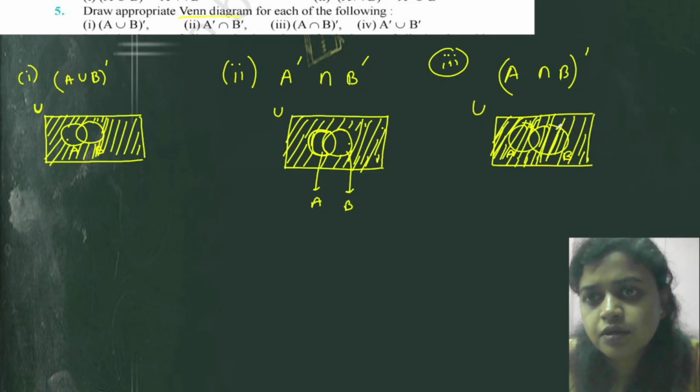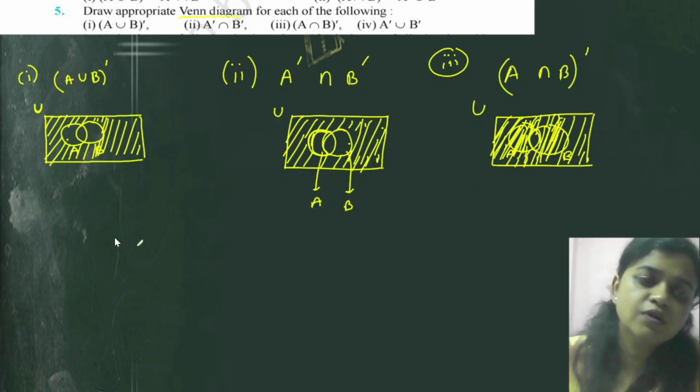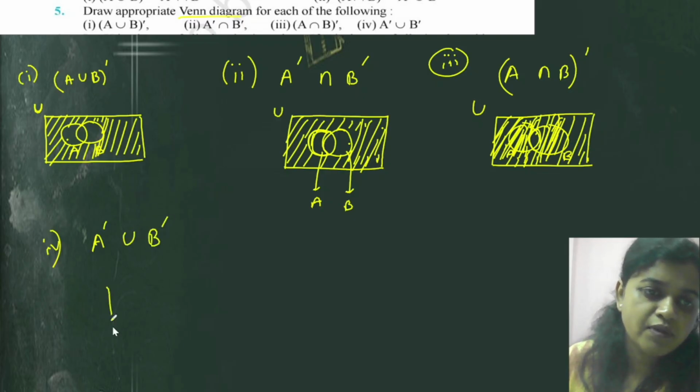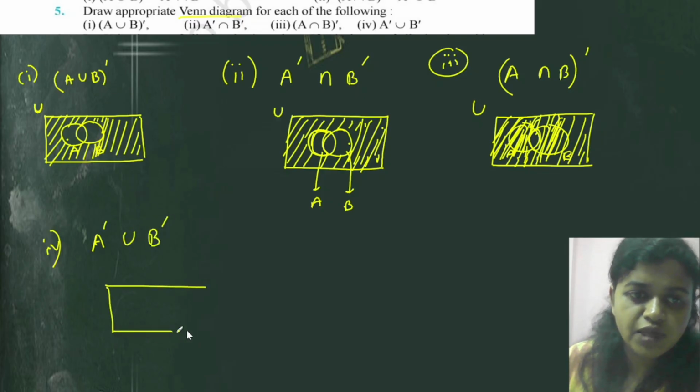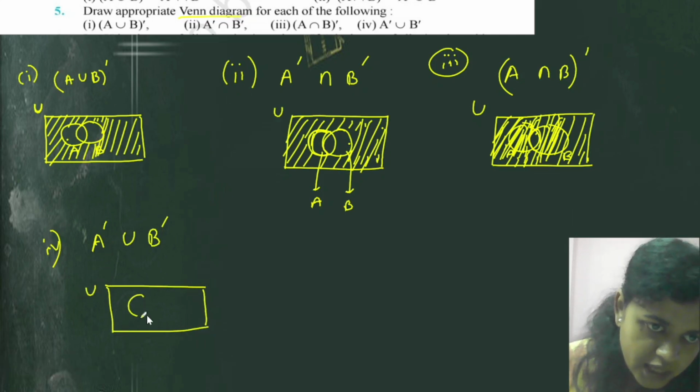Yes, so this is the removing portion. This is okay. Now 4. So A complement union B complement. Okay, so universal set rectangular. This is U. Okay, now A set and B set.